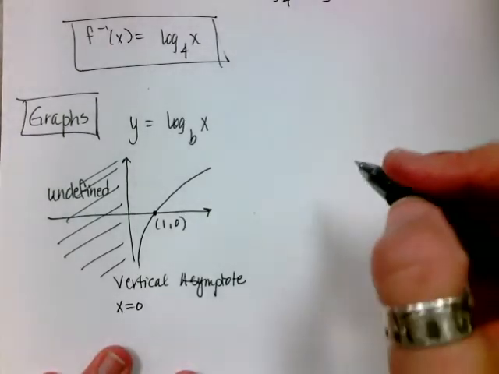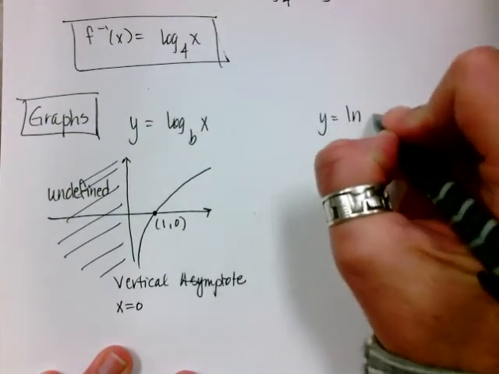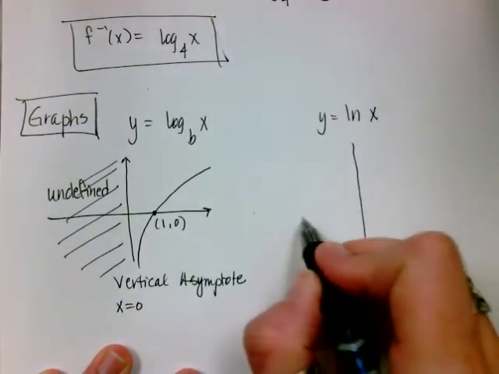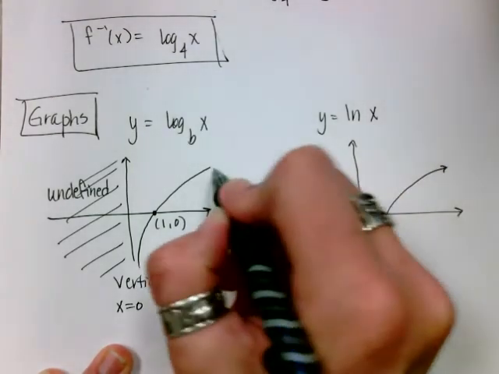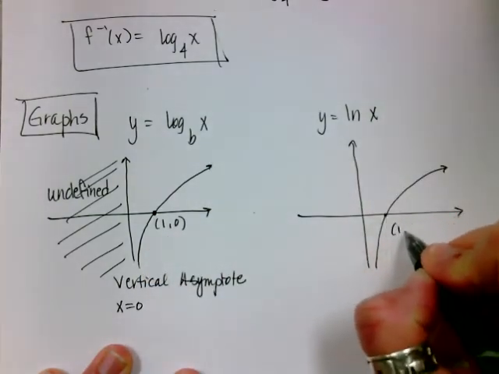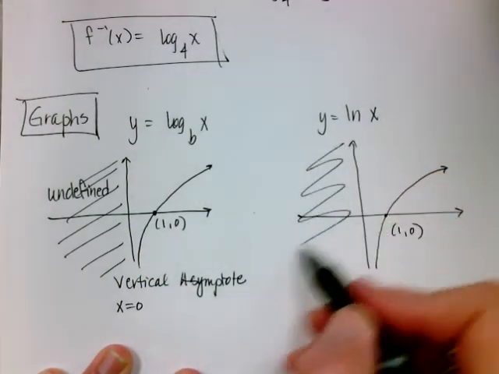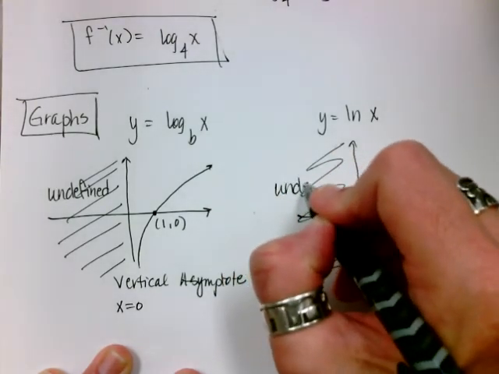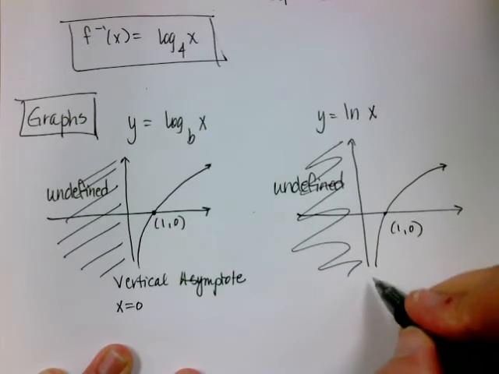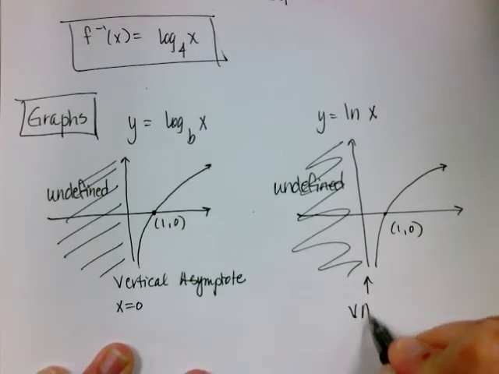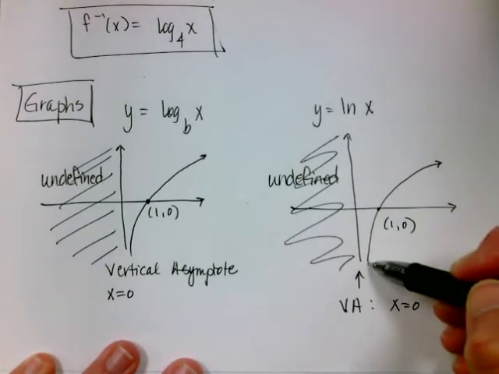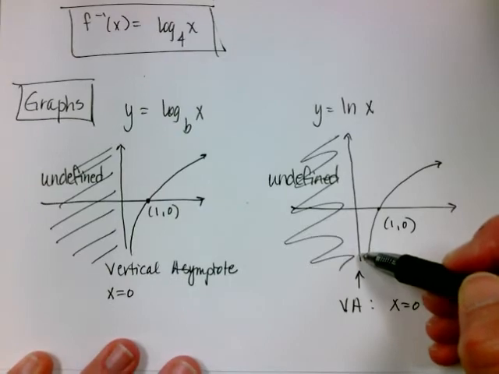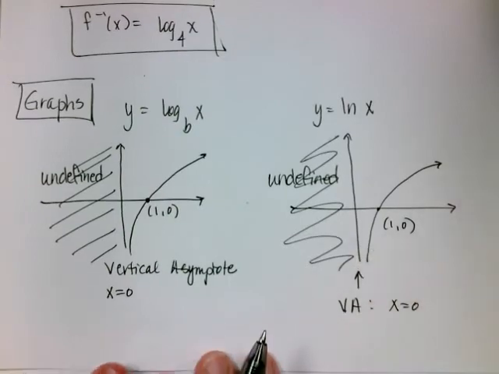Okay? Same thing is true for the natural log of x. Okay? If I put that in my handy dandy grapher and graphed it, I would have basically the same graph crossing at (1, 0). Everything over here is undefined because I can't take the log of a negative number, and I have a vertical asymptote at x is equal to 0. That means that this graph is trying to get really, really close to this line, but it's never going to quite get there. Alright, so those are the graphs of the two functions.